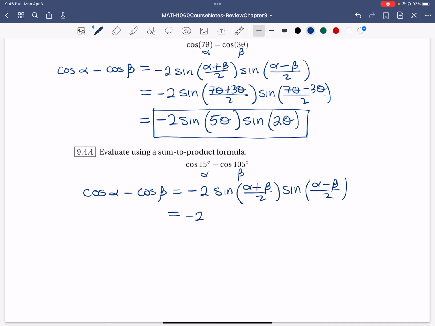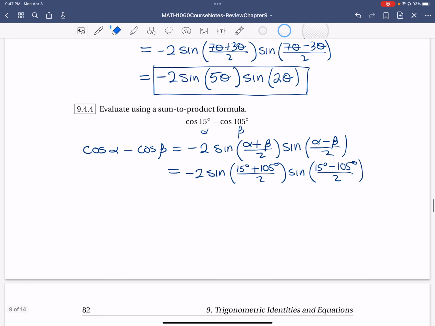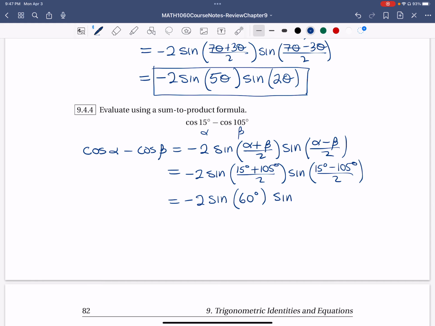And that is minus 2 sine of what? We have the sum of alpha plus beta, which is going to be (15 degrees plus 105 degrees) over 2. And then we'll have sine of (15 degrees minus 105 degrees) over 2. Okay, so now we'll simplify. We have negative 2 sine of, let's see, that's 120 degrees over 2, which is 60 degrees. And then we'll have sine of negative 90 degrees over 2, which is negative 45 degrees.